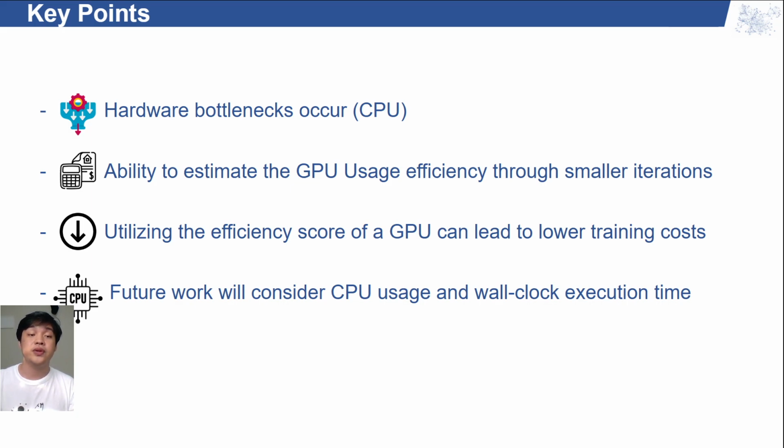And lastly, to address the bottleneck issue that we have encountered, future work will also consider GPU usage, CPU usage, and wall clock execution time in order to determine how CPU and wall clock execution time actually affect the training efficiency of neural network models.